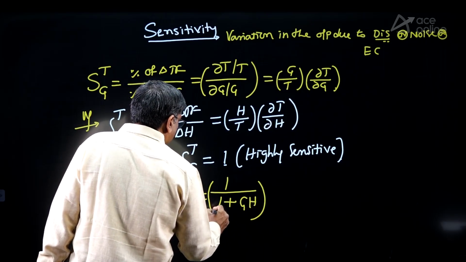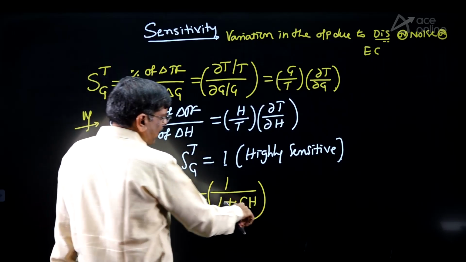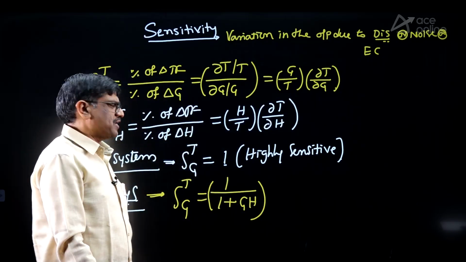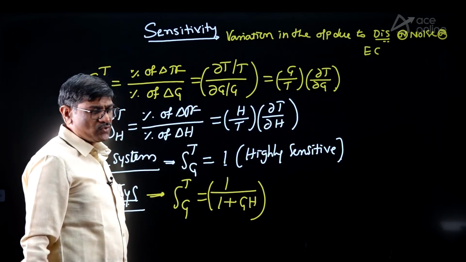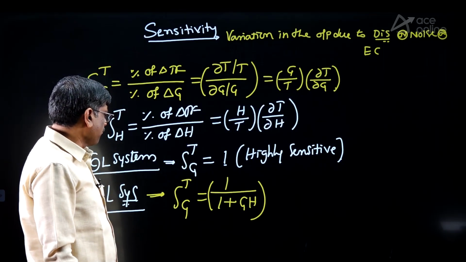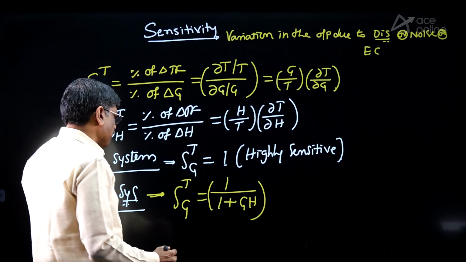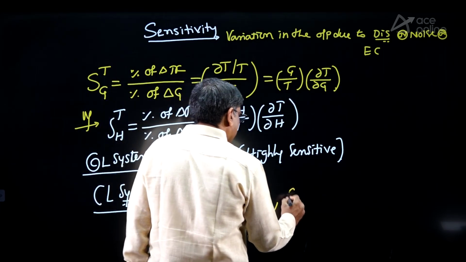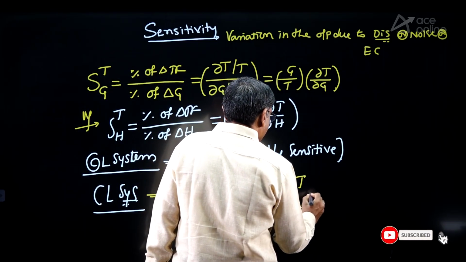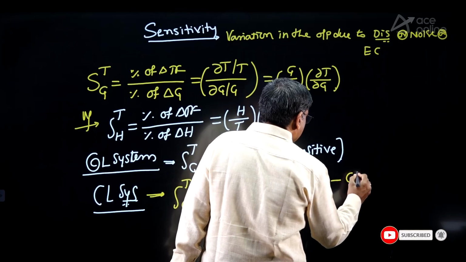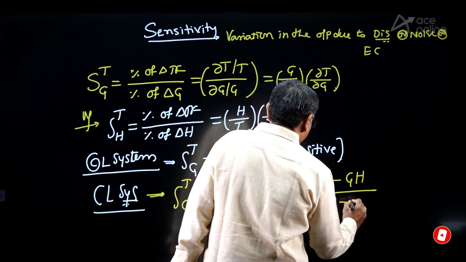And the sensitivity with feedback is reduced by the factor of 1 plus GH. I told you by comparing with the closed loop system. By comparison with the open loop system, the closed loop system is less sensitive. When you find S_H^T, then we get minus GH by 1 plus GH.